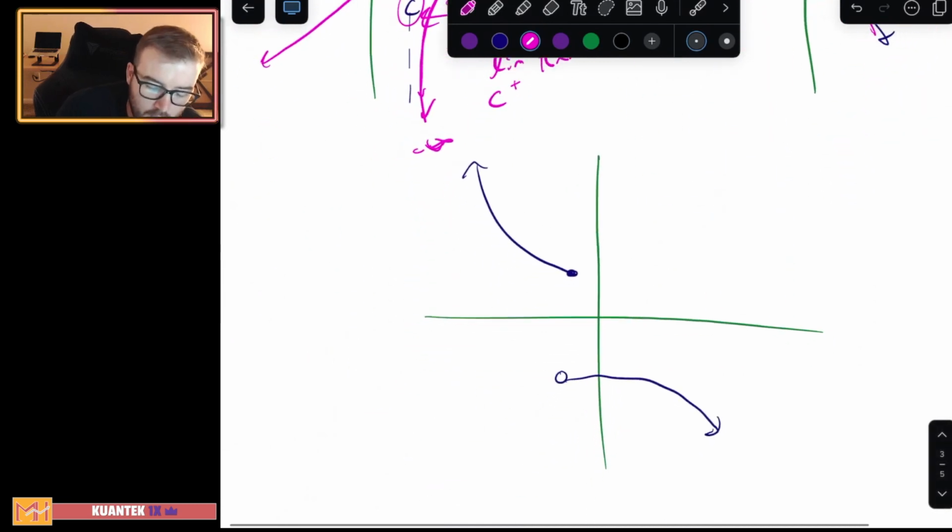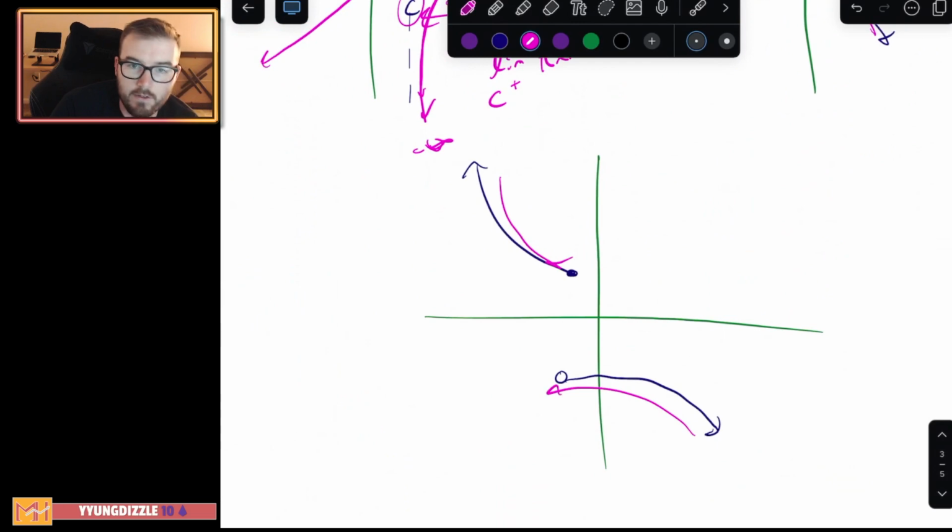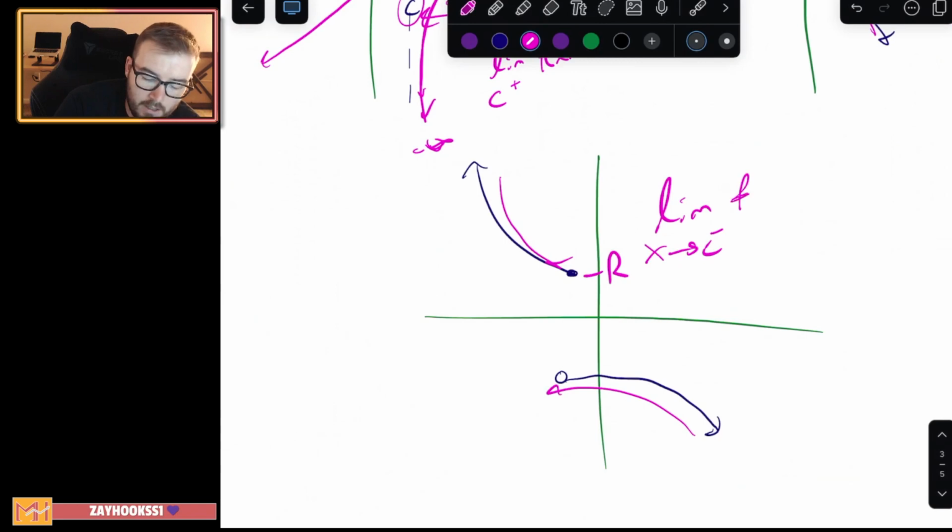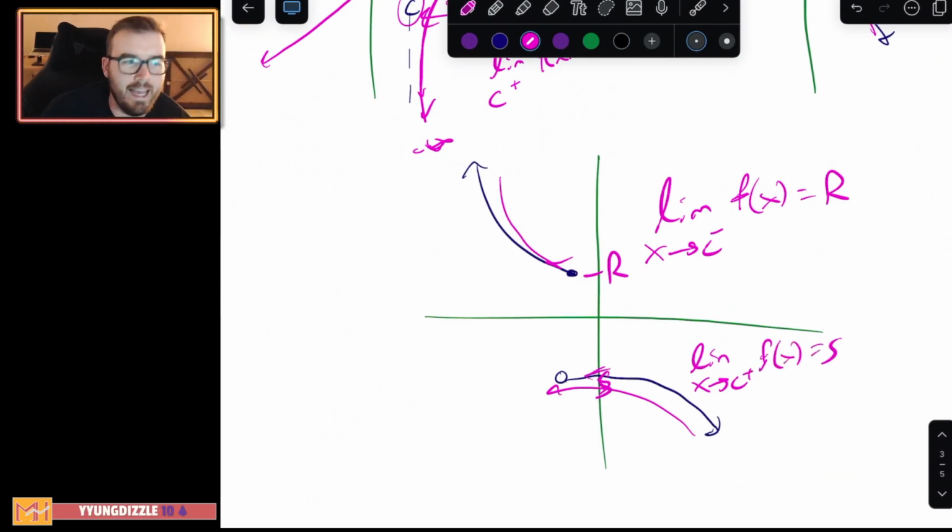And here, we can see that the left and right hand limits are just completely different. As we approach c from the left, we're up here at r. And as we approach c from the right, getting sloppy, we're down here at, again, just randomly calling it S.